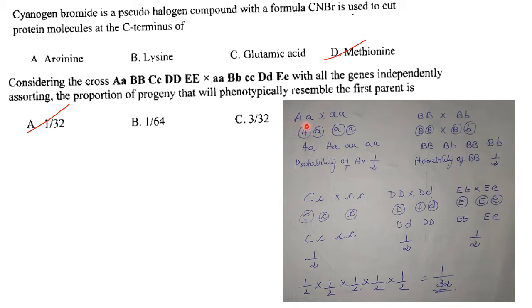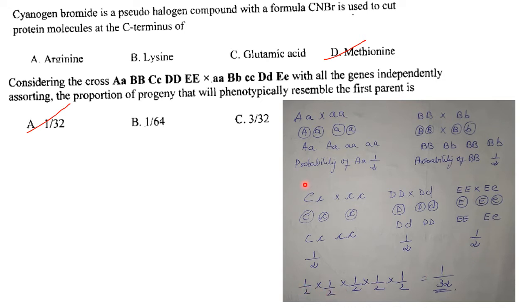So you have capital A small a crossed with small a small a. So the probability of getting capital A small a as the genotype in the progeny is half. Then if it is capital B small b crossed with small b small b, the probability of getting capital B small b is half. Then if it is the cross between capital C small c and small c small c, the probability of getting capital C small c is half. Similarly, in the case of D it is half, and in the case of E also it is half.